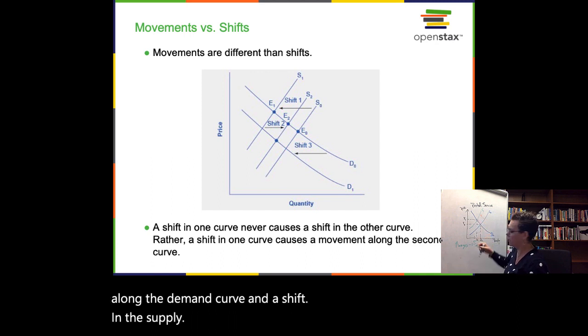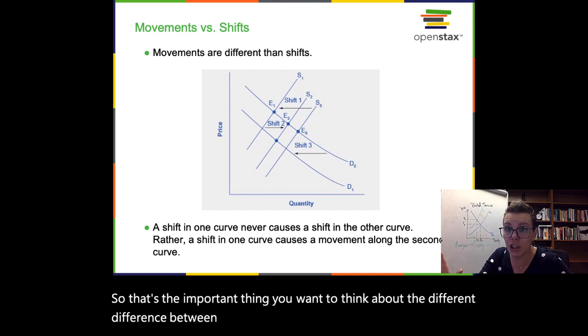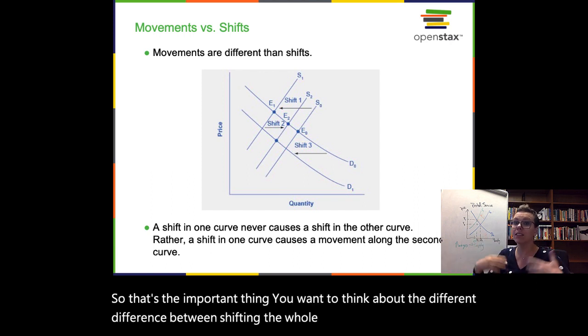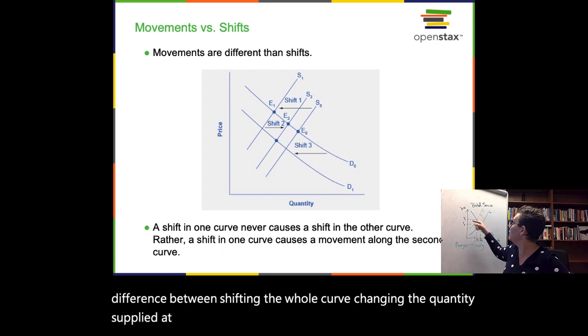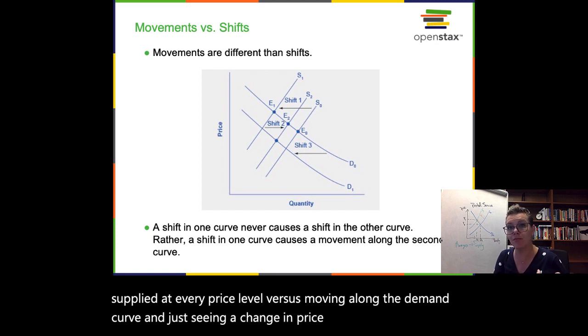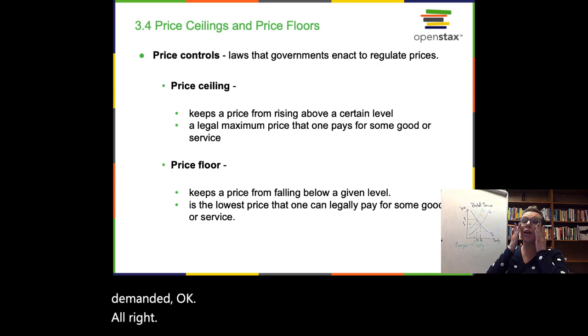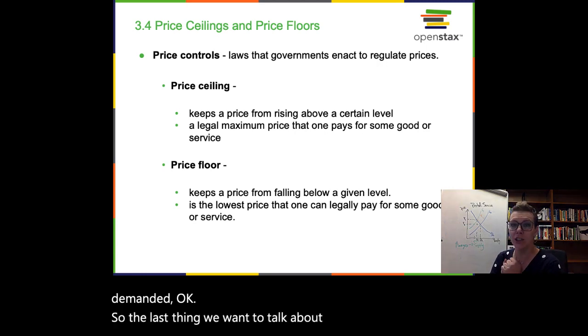So that's the important thing. You want to think about the difference between shifting the whole curve, changing the quantity supplied at every price level, versus moving along the demand curve and just seeing a change in price and quantity demanded. Okay? All right. So the last thing we want to talk about are what's called price controls.